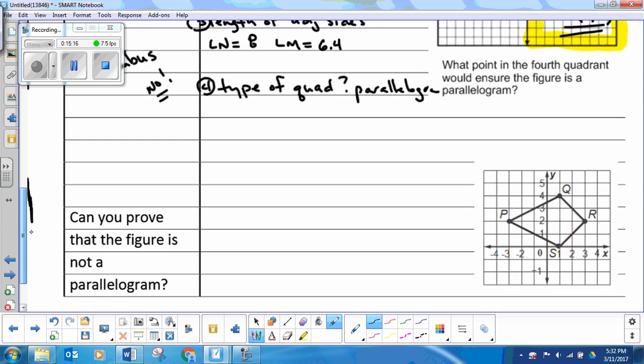Finally, we have, can you prove this figure is not a parallelogram? Well, we can look at it and see that this line SR and this line PQ are definitely not parallel lines. Eventually they're going to hit each other. So yes, you would just confirm opposite slopes, not congruent.